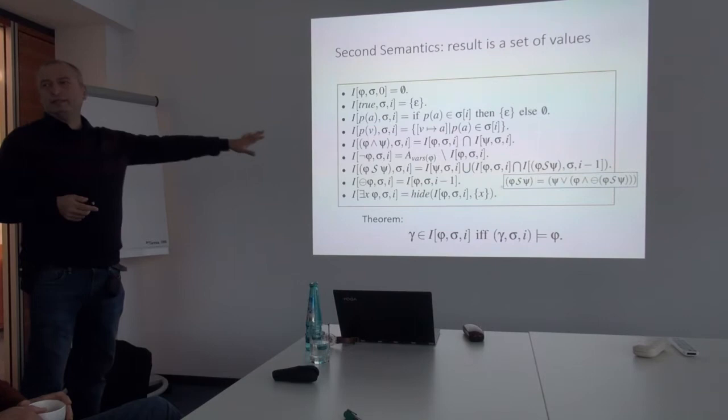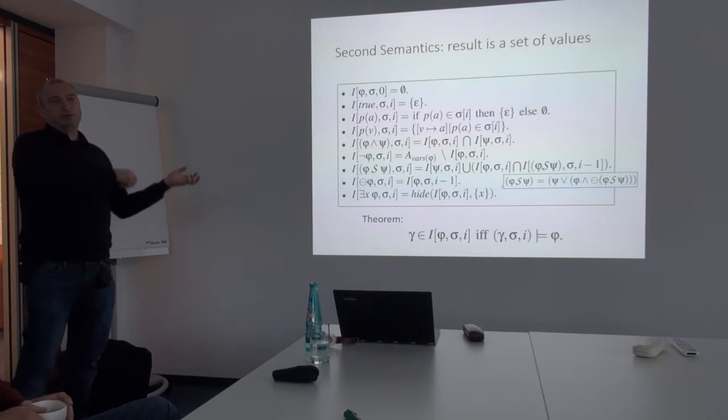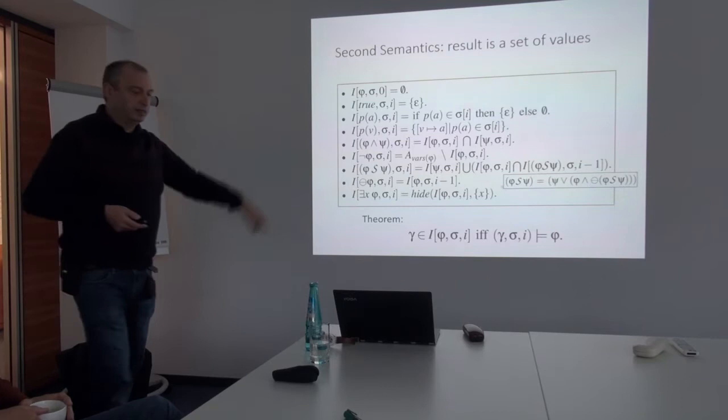And why? You remember that I had this example where I have all these intersections. I started with a y and different y's, and I have different intersections for y equals 5, different intersections for y equals 3. Now, with that semantics, I can define these things.